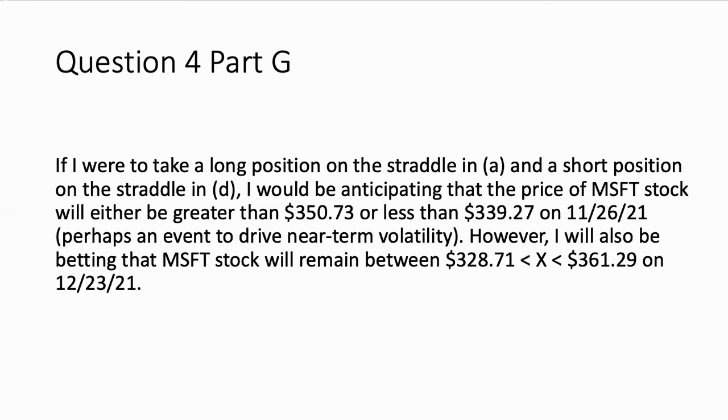And then if I were to take a long position on a straddle in part A and the short position on the straddle in part D, I will essentially be anticipating that the price of Microsoft stock will be either greater than $350.73 or less than $339.27 on the expiration of the November 26 option, which perhaps is related to some event that drives near-term volatility. However, at the same time, I will also be betting that Microsoft stock will remain between $328.71 and $361.29 on the expiration of the December 23rd option.